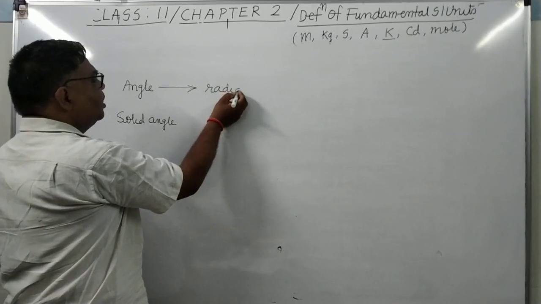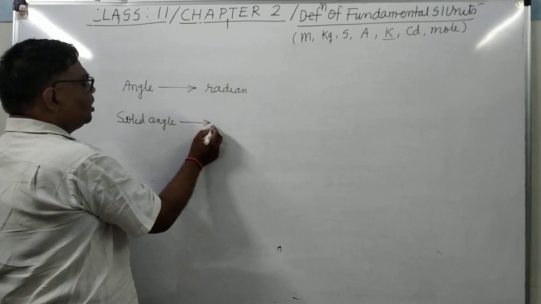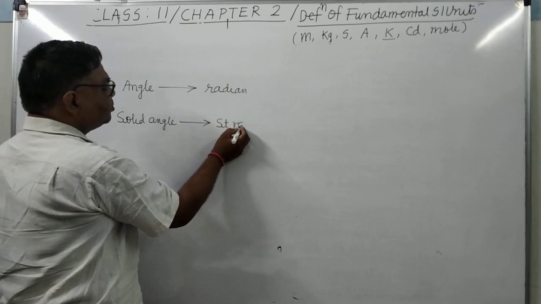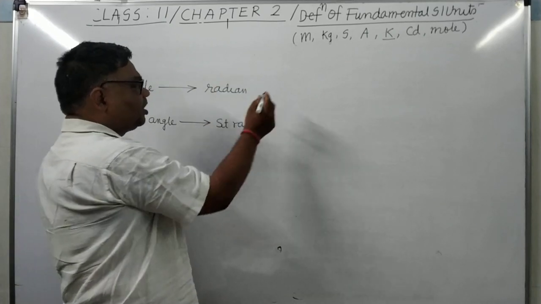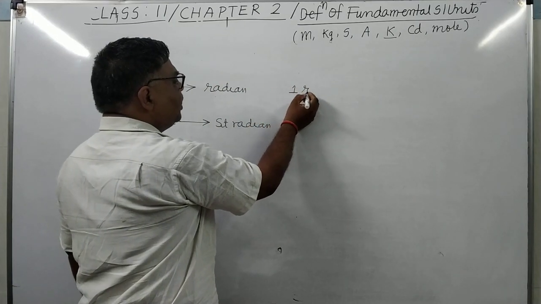It's clear? Now angle, though there are various units. In the previous lecture I told you that angle has units degree, minute and second. So here the unit of angle is radian, and of solid angle is steradian. These are the supplementary units. How will you define 1 radian?